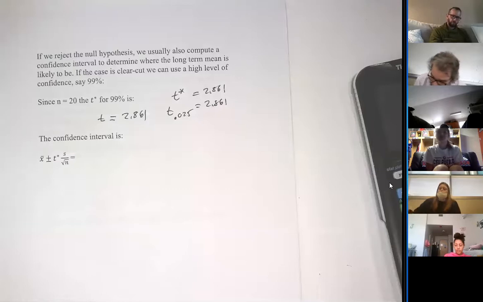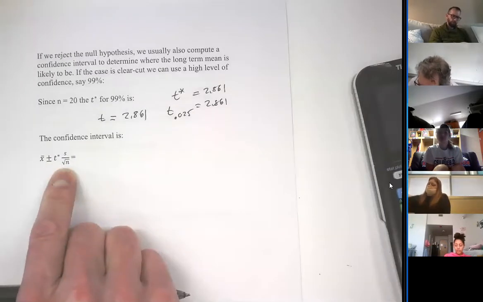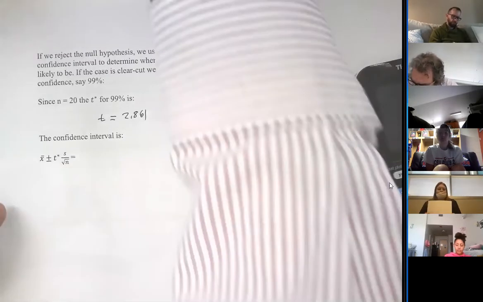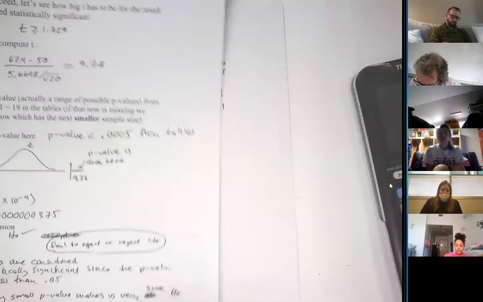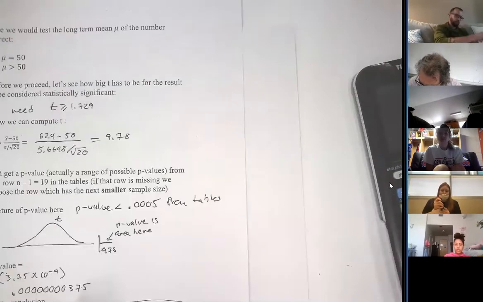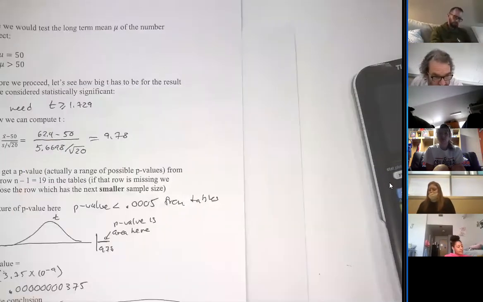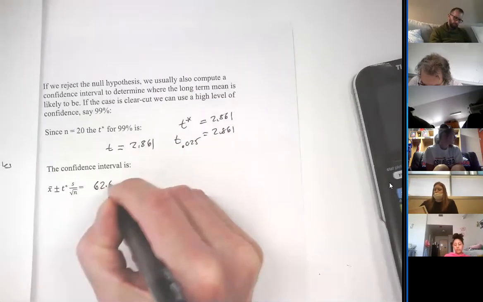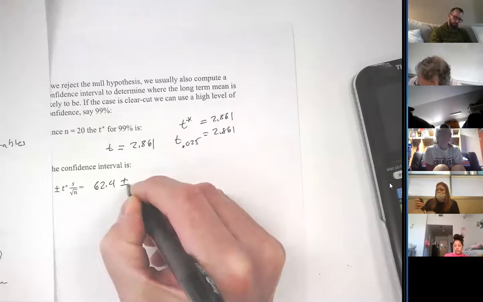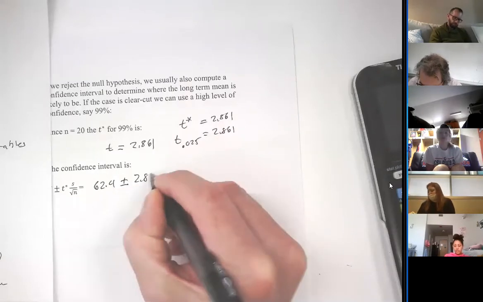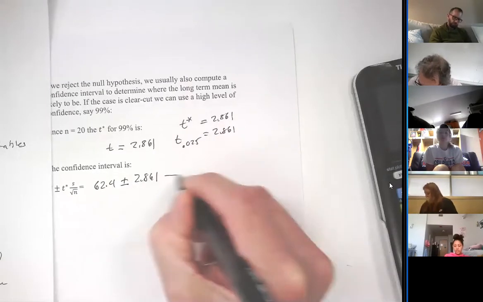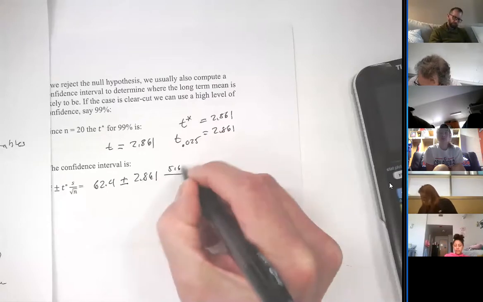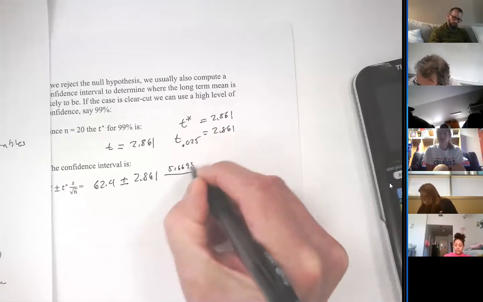And then the confidence interval is x bar plus or minus that critical value times s over root n. We have s somewhere. We just had it. Let's see what it looks like. So we've got all the stuff we need on the previous page, do we? Yeah, so x bar was 62.4, plus or minus t star is 2.861. S was 5.6698 over the square root of 20, like that.